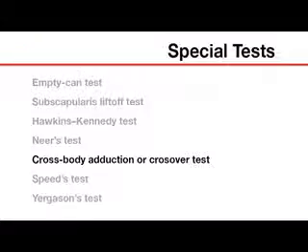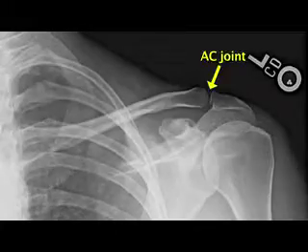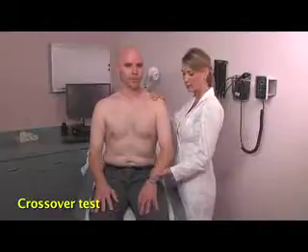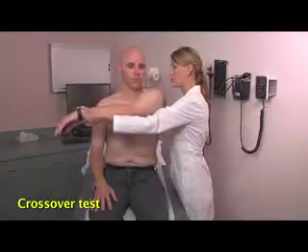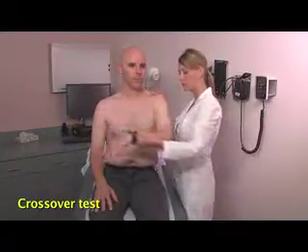The cross-body adduction test, also known as the crossover test, is used to evaluate the AC joint. Adduct the patient's arm across the body. Pain in the region of the AC joint may indicate sprain, separation, or osteoarthritis.